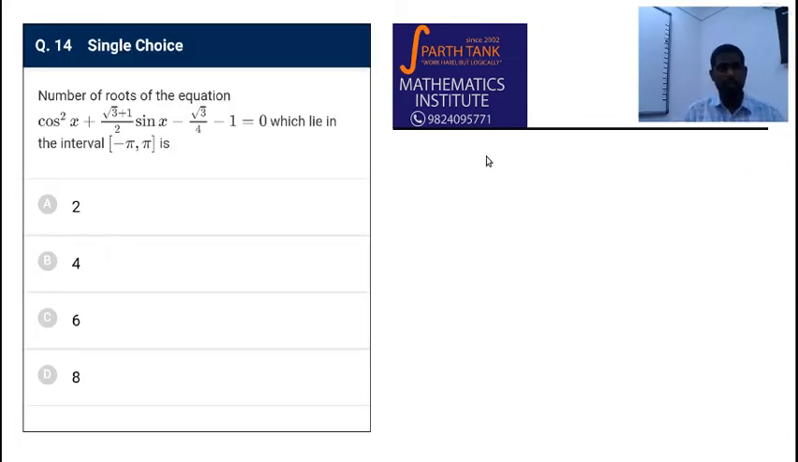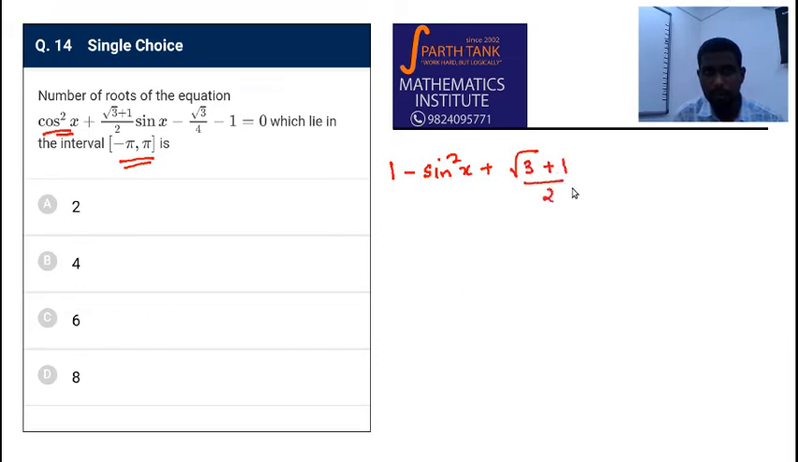The number of roots of the equation cos squared x plus (square root of 3 plus 1) by 2 sin x minus square root of 3 by 4 minus 1 is equal to 0, which lie in the interval minus pi to pi. Now this equation seems a bit intimidating, a scary equation, but it's very simple if we consider cos squared x. I'm going to substitute it with 1 minus sin squared x and make it a quadratic equation in sin x. So this is 1 minus sin squared x plus (square root of 3 plus 1) upon 2 sin x minus square root of 3 upon 4 minus 1 is 0, right?